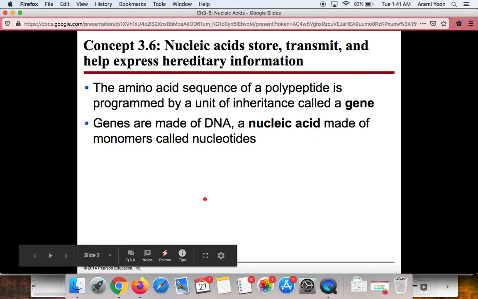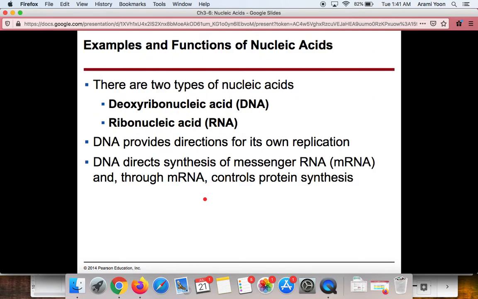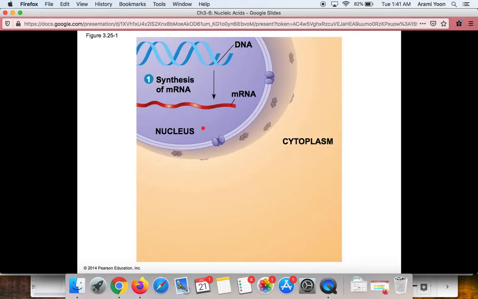So you guys should know, of course, that nucleic acids store, transmit, and express hereditary information. And there are two main types of nucleic acids. There's DNA and there's RNA. And you might remember from ninth grade biology that there are three types of RNA: mRNA, rRNA, and tRNA. So let's take a look at those in action.